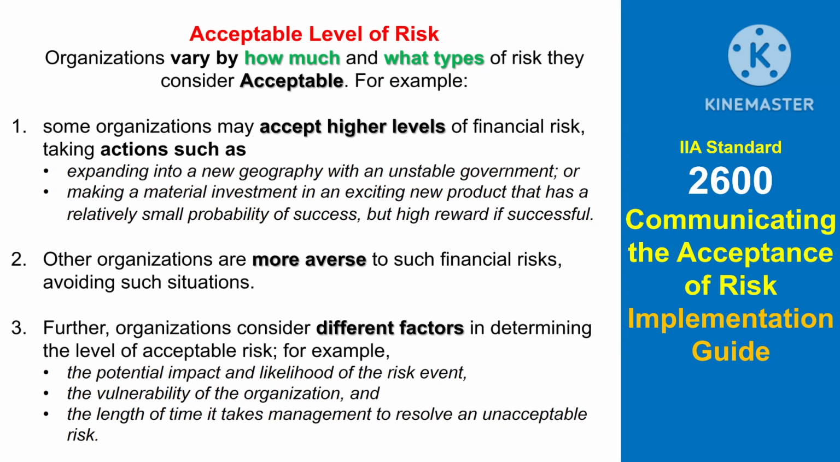Organizations vary by how much and what types of risk they consider acceptable. For example, some organizations may accept higher levels of financial risk, taking actions such as expanding into a new geography with an unstable government, or making a material investment in an exciting new product that has a relatively small probability of success but high reward if successful. Other organizations are more averse to such financial risk, avoiding such situations.